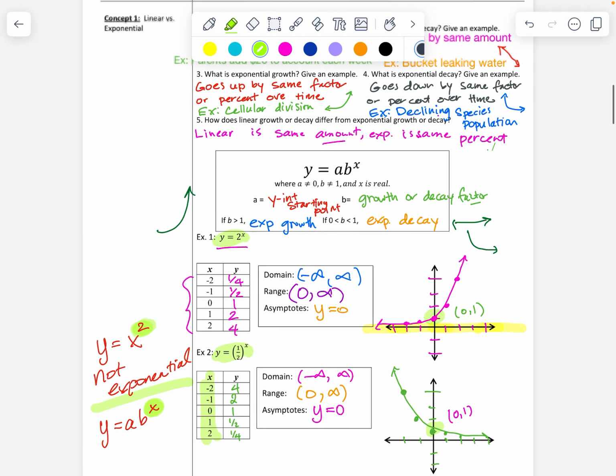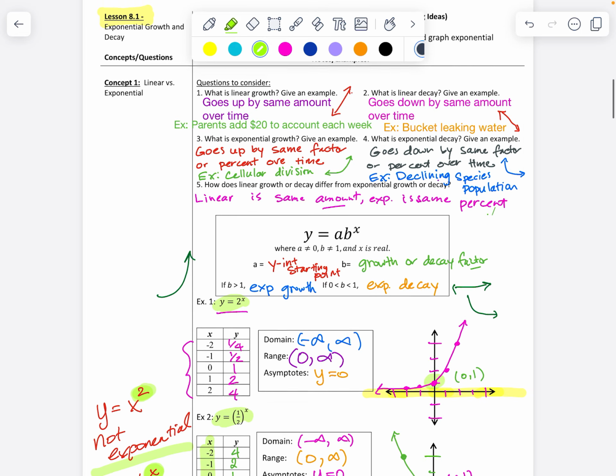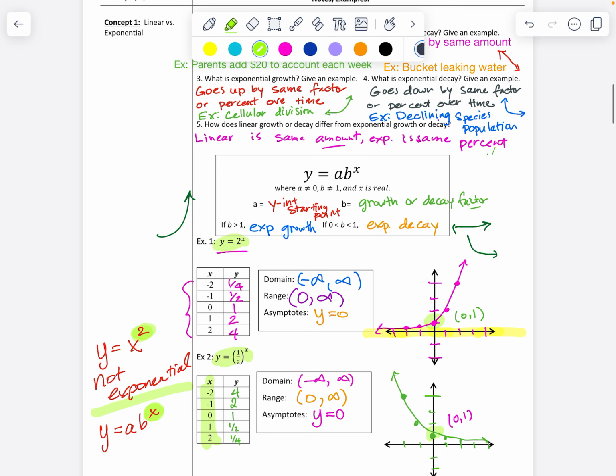That is just a basic introduction to exponential growth and decay. We will spend a lot more time in this unit exploring some of these concepts.